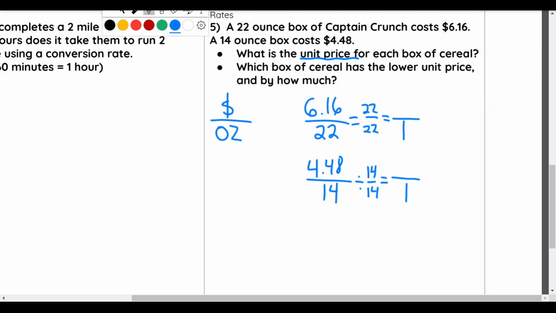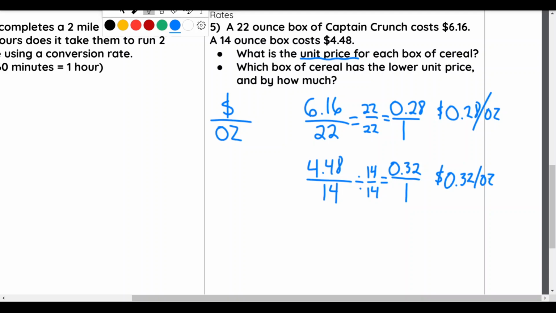And I can get out my calculator, $6.16 divided by 22, and I find a unit price of 28 cents, or 28 cents per ounce. And I have $4.48 divided by 14, and that is 32, or 32 cents per ounce.